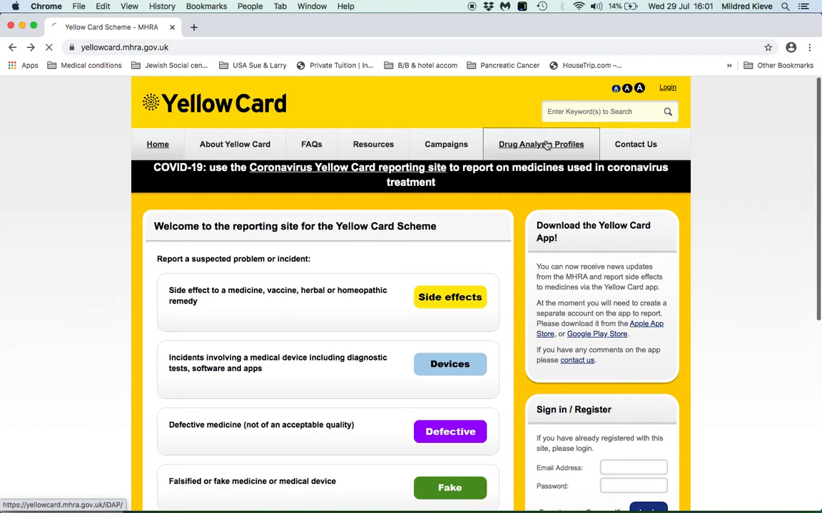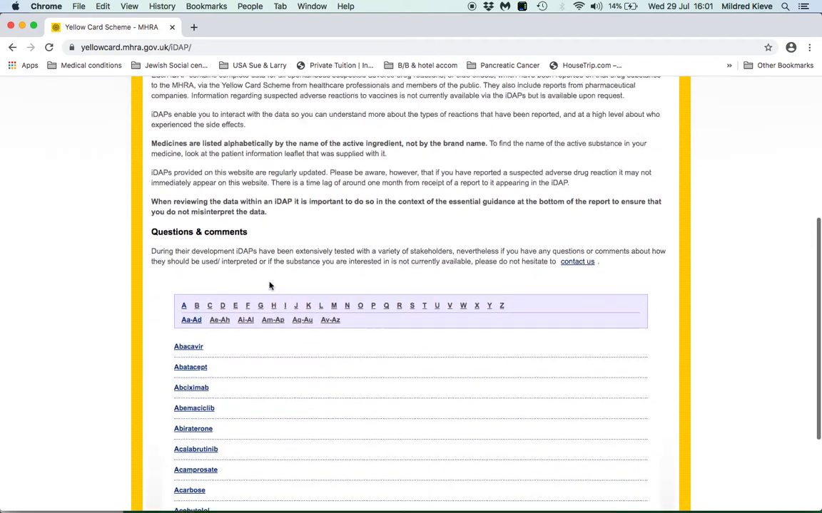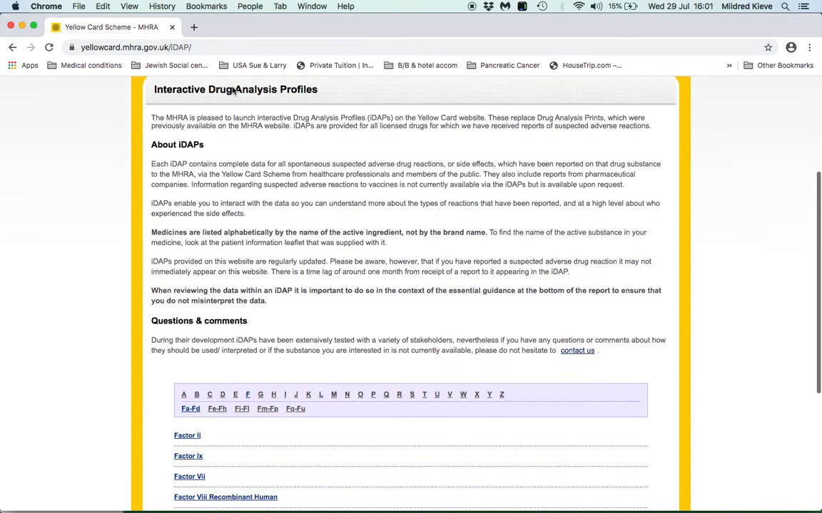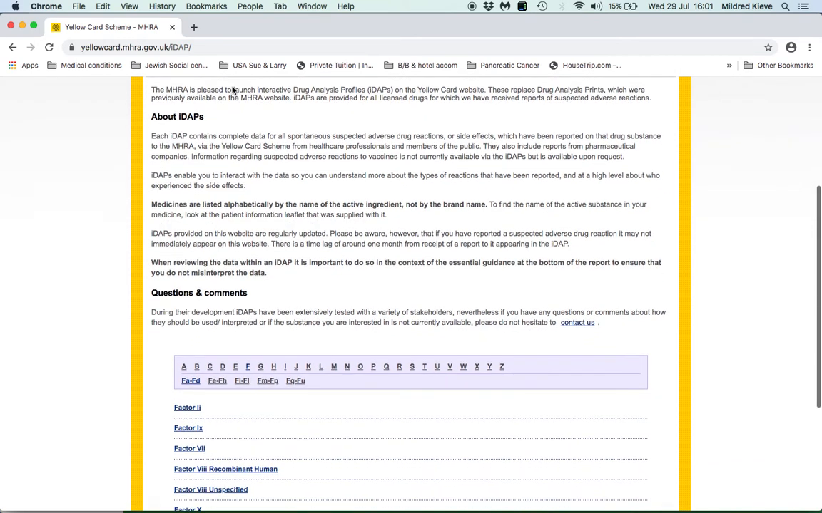You go to drug analysis profiles. Here, you see, you click on this, interactive drug analysis profiles. So you go down here and you can find your drug. So we were looking at fluoxetine. So we'll go to F for fluoxetine. By the way, this website is yellowcard.mhra.gov.uk. And then you find the IDAPs, the interactive drug analysis profiles, they call them. And yellow card is the thing to remember.